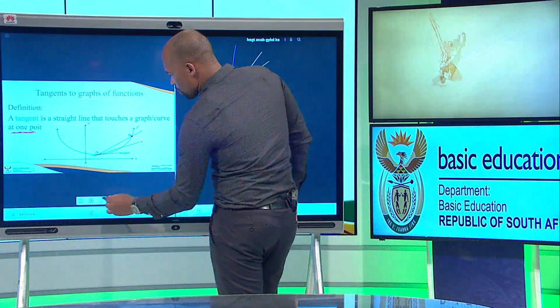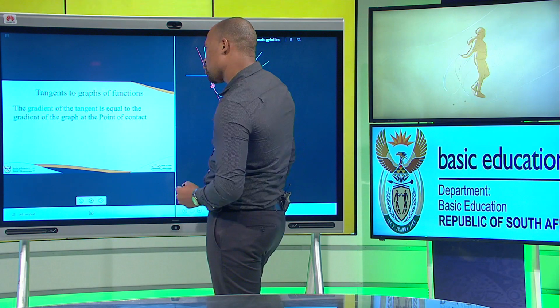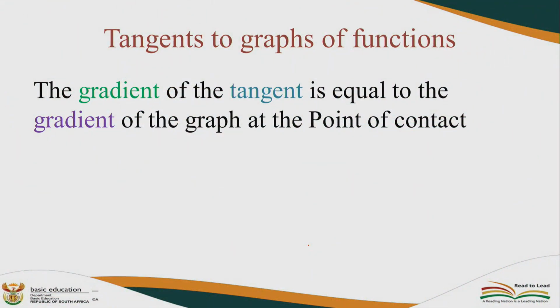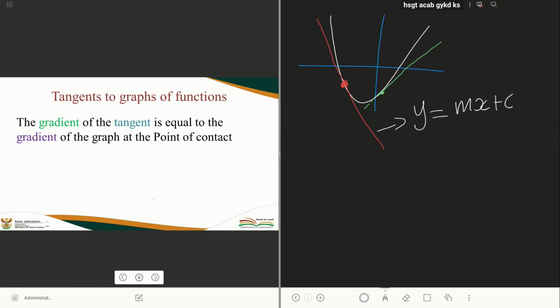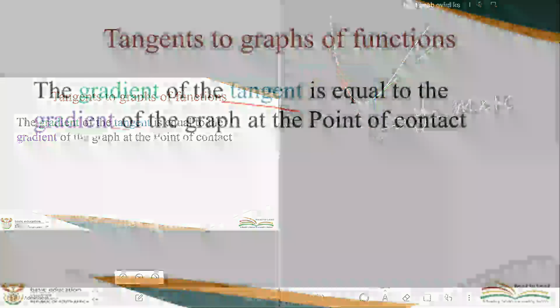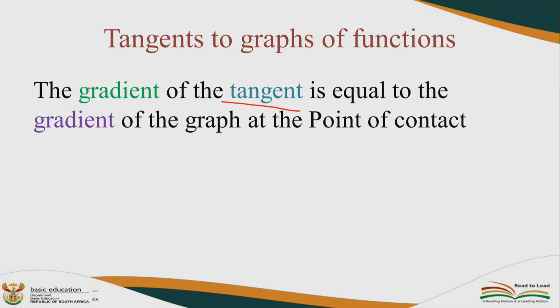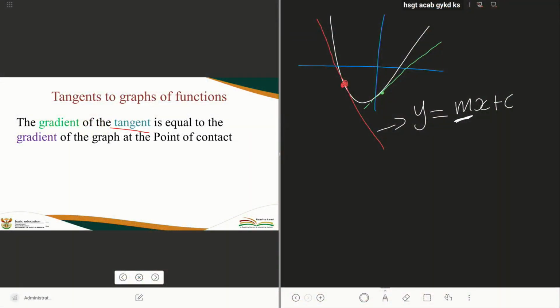Let's check now. A tangent to a graph of a function. The gradient of a tangent. So let's go back to our grade 10. A straight line was given as y is equal to mx plus c. Let's read this. The gradient of a tangent. What gradient is that? Oh, they mean the value of m there. So that's what we need. We need the gradient of a tangent.